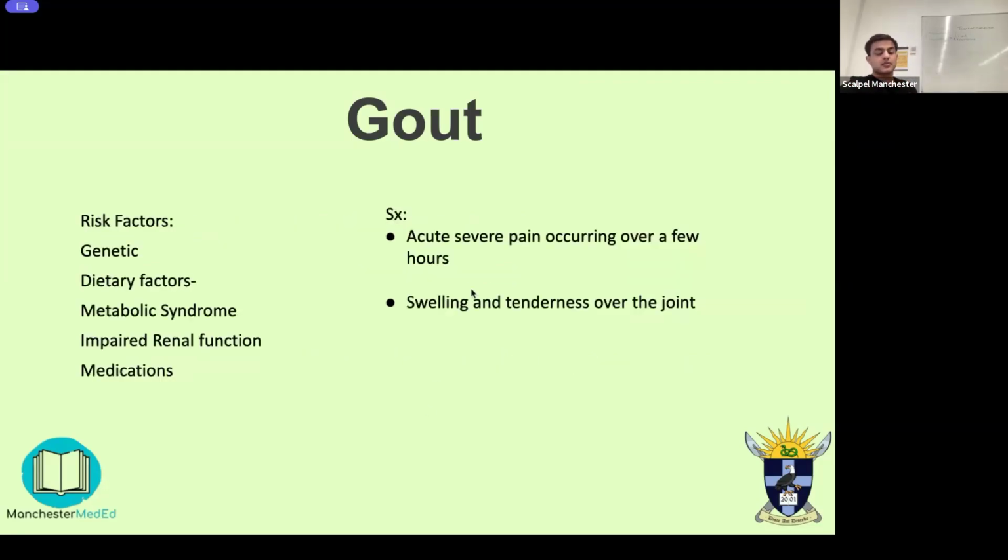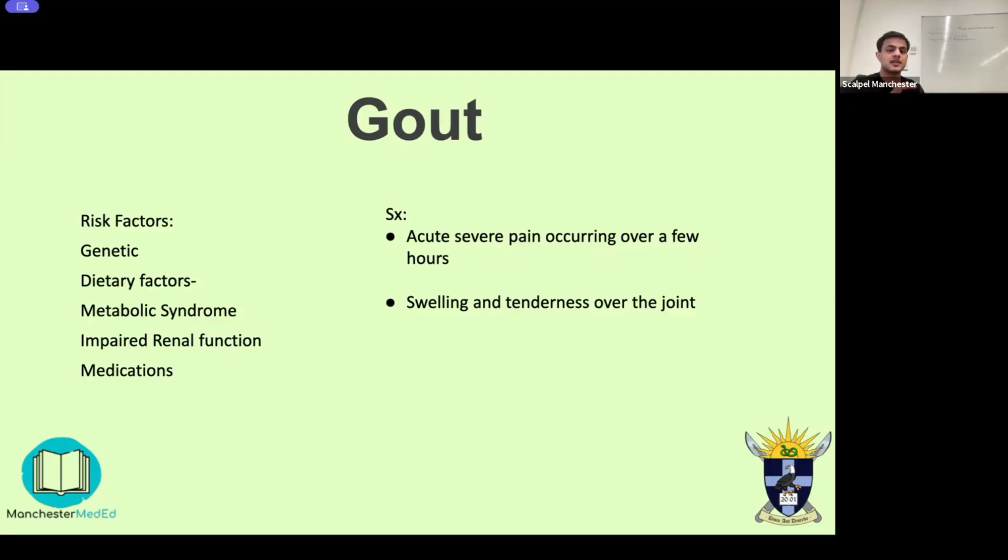So the risk factors are actually quite important because they usually mention some unhealthy, elderly man who drinks a lot or who eats a lot of red meat, purine-rich foods, and that's a really key giveaway in the question that is pointing towards gout. So you have genetic risk factors, dietary factors such as purine-rich foods, metabolic syndromes, obviously being quite unhealthy, and impaired renal function means you're not excreting that uric acid out of the body. That's what's causing the excess urate to build up, causing the hyperuricemia. So the symptoms, you get an acute severe pain occurring over quite a few hours.